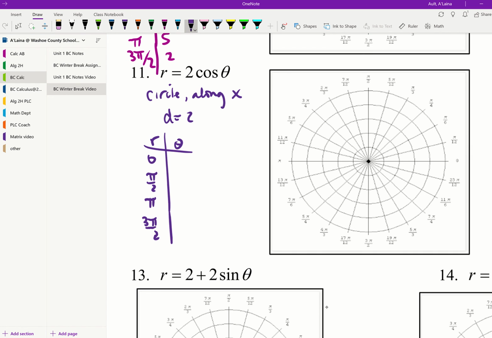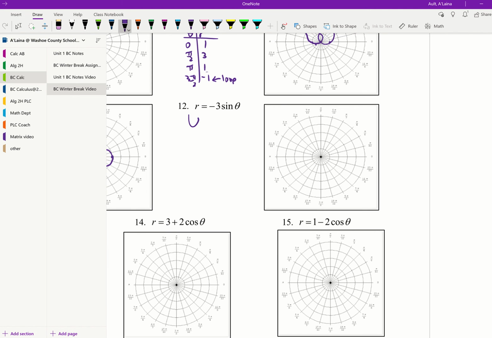Cosine of 0 is 1 times 2 is 2. This one zeroes out. This would be negative 2, and this would be 0. So in the direction of 2, or in the direction of 0, I'll go 2. Pi over 2, I get to 0. At pi, I'm going in the negative 2 direction. That's back to this point. And 3 pi over 2, I get to 0. You might see there's only these 2 points out of those. If I wanted more, like pi over 4, etc., I could definitely do that, but it's just going to go like that.